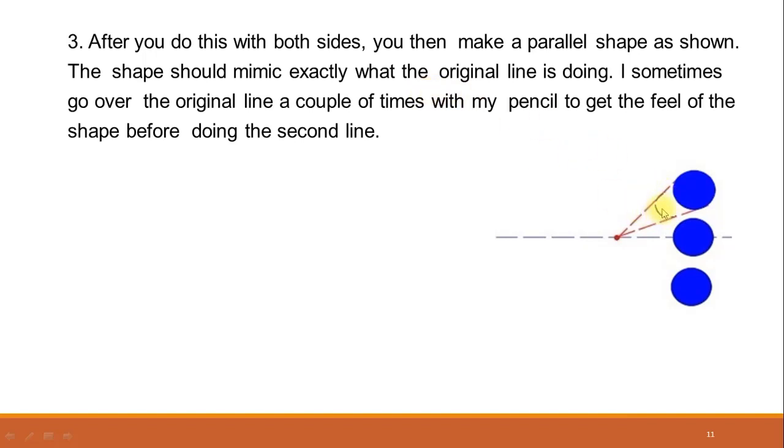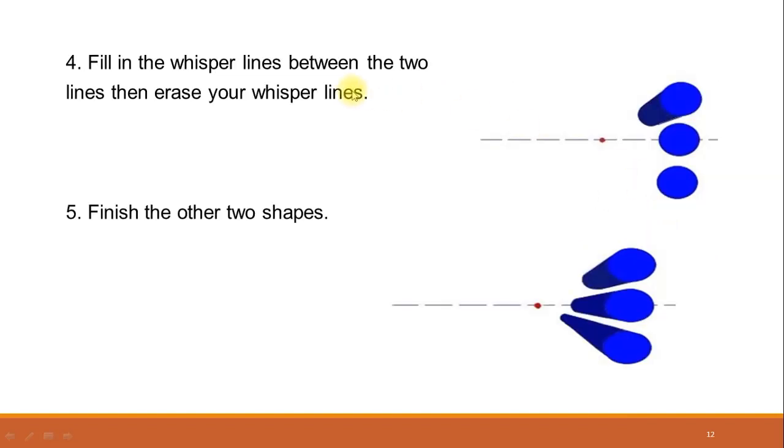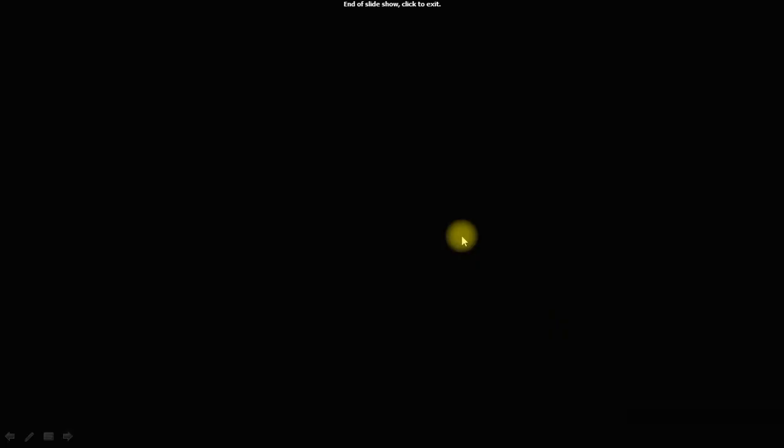So after making this parallel area, fill the area between the two lines, and then erase your whisper lines. Fill the parallel area. This is the parallel area, and we erase the whisper lines. Now finish the other two shapes, like these two shapes.